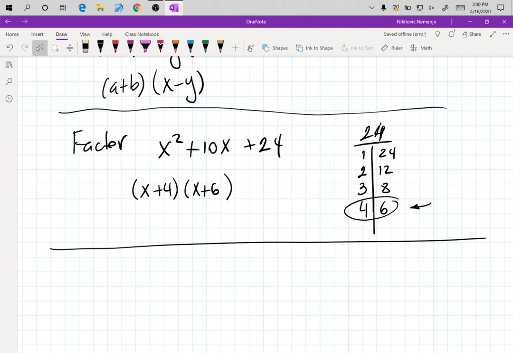Let's do another 2 examples at least. X squared minus 5x plus 8. We make the list of factors, 1 and 8. 2 and 4, and that's it. There are no more factors. This is it.